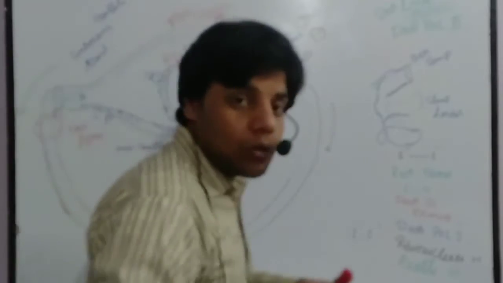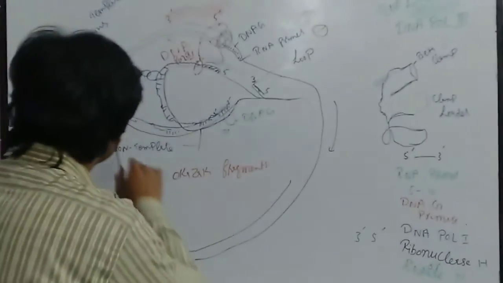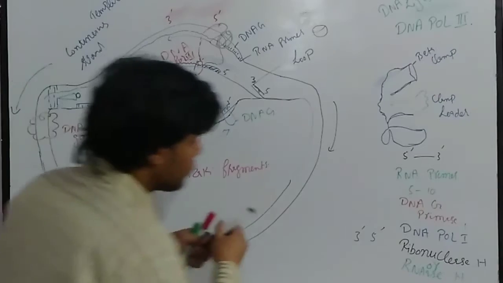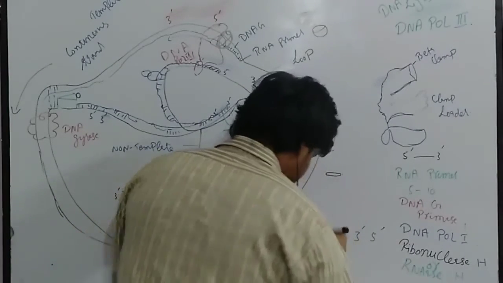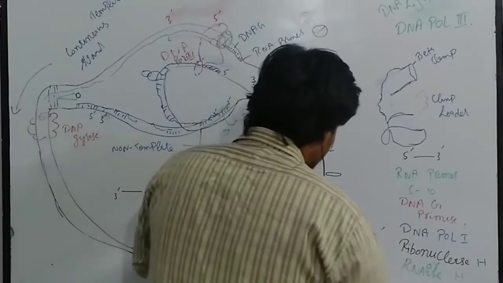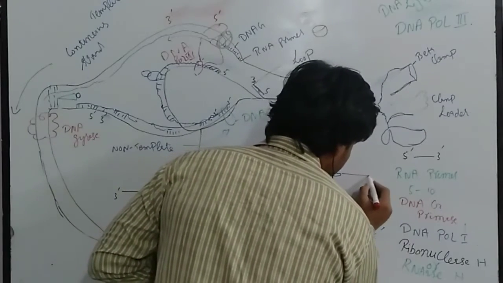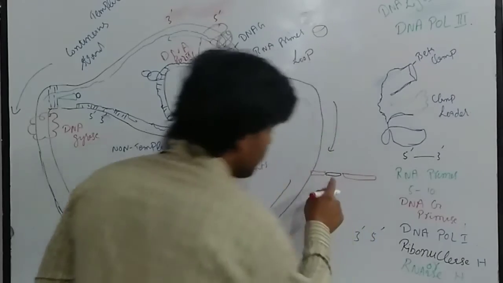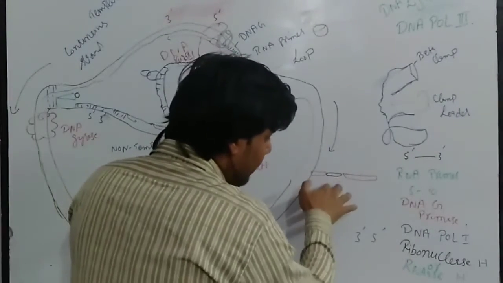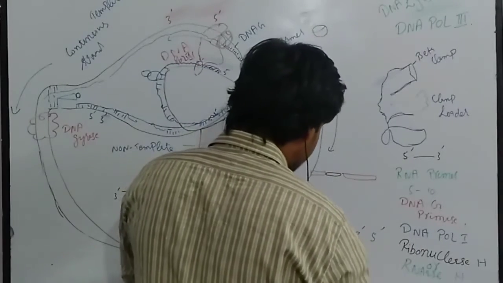Whenever the correct nucleotide is added, remember there is still a nick. Let me draw here. This is, let's suppose, the RNA primer. This will be the DNA strand, and again this is the DNA strand. So this RNA primer is removed. This is the template strand, let's suppose.